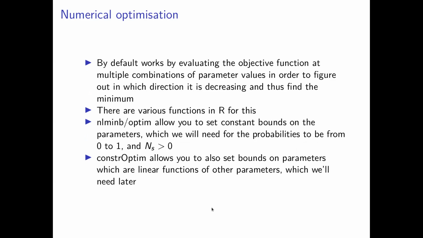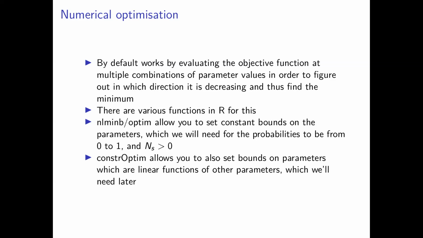So by default, numerical optimization works by evaluating the objective function at multiple combinations of parameter values, and it uses the value of the function at those different parameter values to figure out in which direction the function is decreasing in terms of the parameters. And then it'll follow that direction to find the minimum.